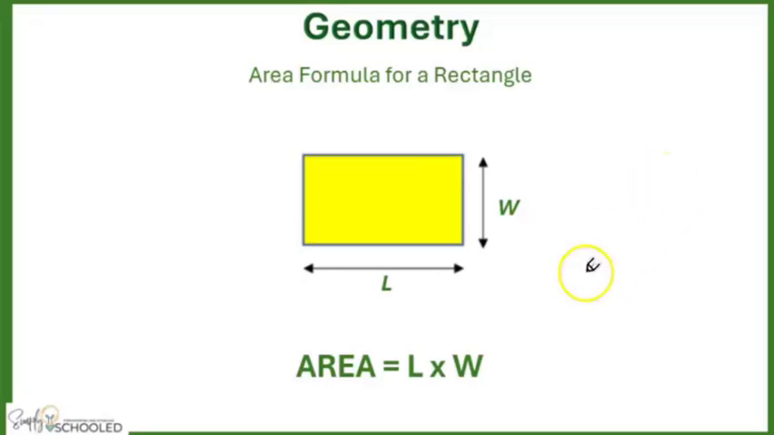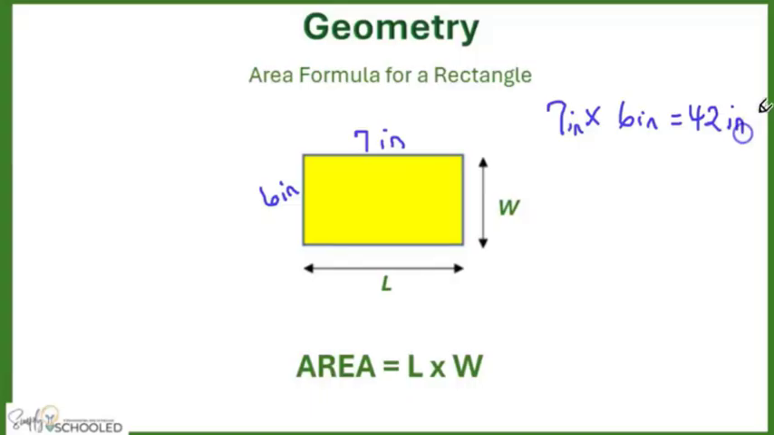But here we're learning that area equals length times width. So if you remember, this was 7 inches and this was 6 inches. So if we multiply 7 times 6, and these are inches, we get 42 inches squared. We always label the units as squared because we are counting squares.